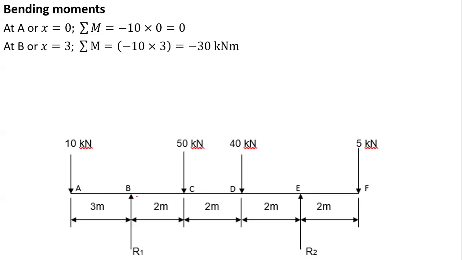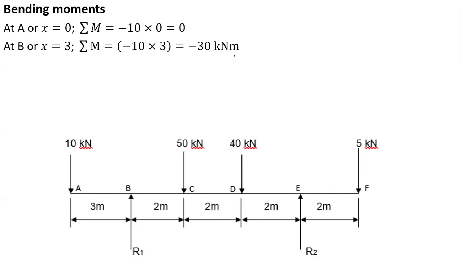When I talk about point B, it means I'm now here. So this is my new fixed point. So I have negative 10 by 3. Negative 10 multiplied by this perpendicular distance, which is 3. So my answer is negative 30.